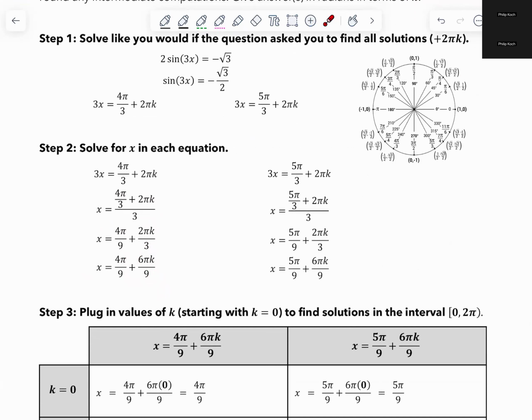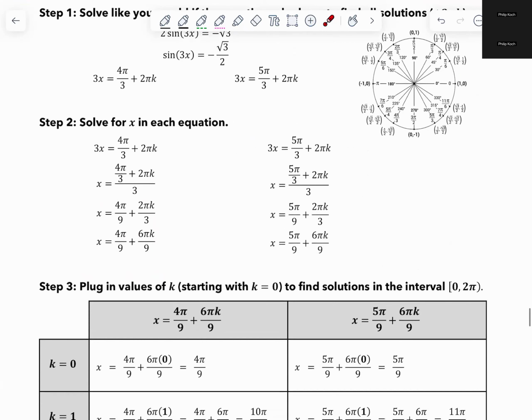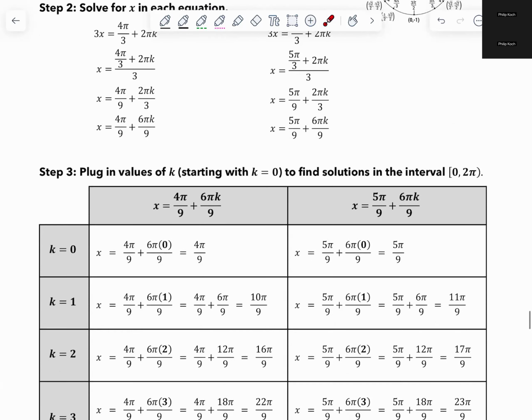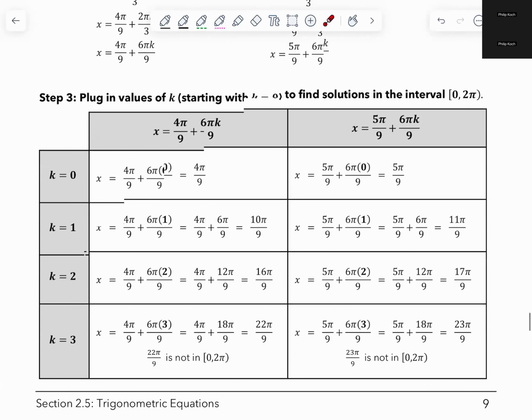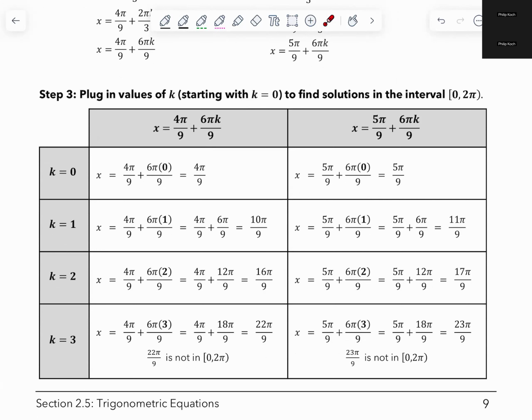Any questions on that so far? It's the same process that we've been doing, literally the same thing. It's just that instead of solving for x, now we have 3x or 5x or negative 2x or something like that. Doesn't really matter. And so what you see that I've done here is I've started plugging in k values to see when I get solutions.